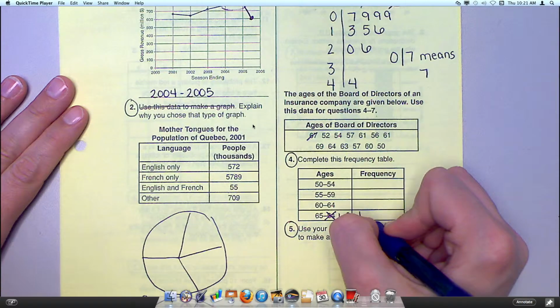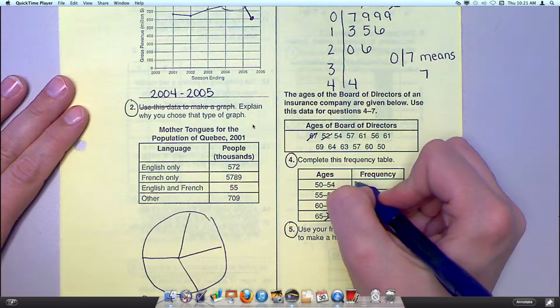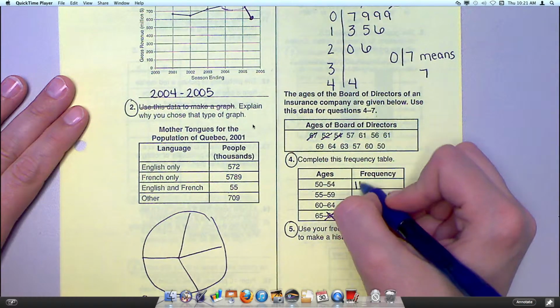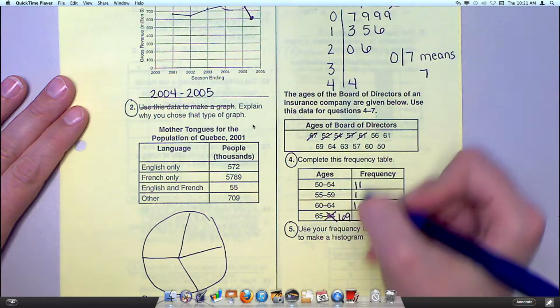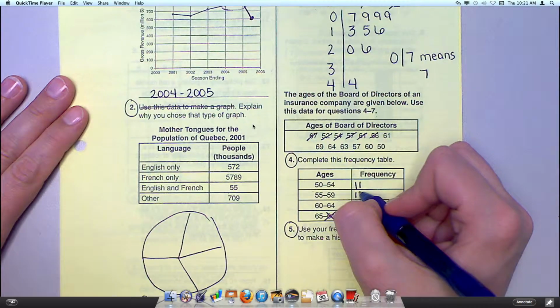67 goes here. 52 goes here. 54, 57, 61, 56.